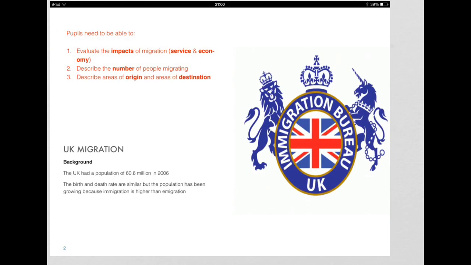So that covers both the number of people migrating, i.e. in and out of the country, areas of origin and areas of destination. I'm now going to talk about the evaluation of the impacts under service and economy. That's found on the next page of your ebook. Impact number 1 talks about migrants acting as a drain on public services.